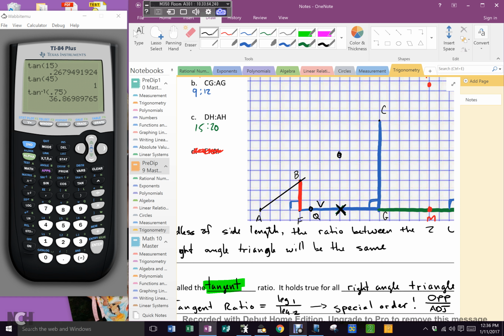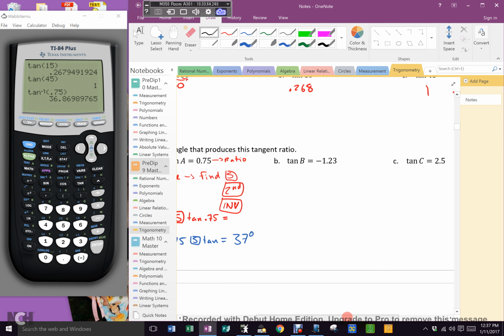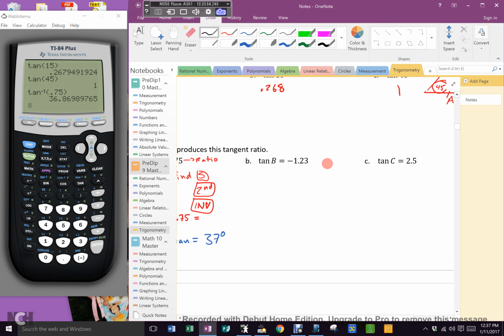Protractor. And you can see that this line is going right out there, right around 37. Everybody understand? Okay? All right. So now use your calculator to find the next two. Follow the rules.